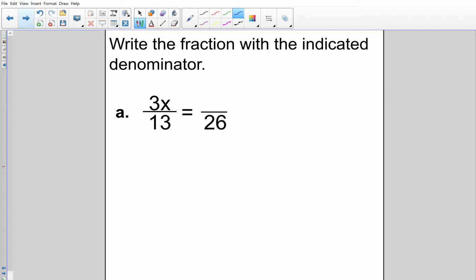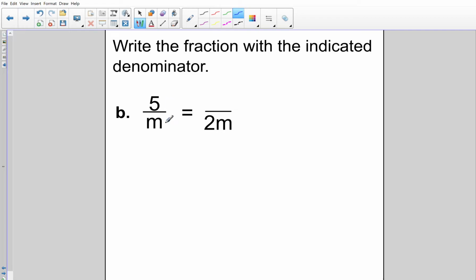Okay, so it doesn't matter whether I have a variable or not. I'm going to do the same exact process to rewrite it with the new denominator. So in order to do that, I have to think about 13 times what is going to give me 26, and that is 2. Since I'm really worried about the denominators, that's where I'm making the decisions. 13 times 2 is 26. I'm going to multiply my numerator by 2 as well. 3x times 2 is 6x, and so that would be my final answer. So I'm just increasing, and I'm not going to reduce it. If I reduce it, I come right back to 3x over 13.